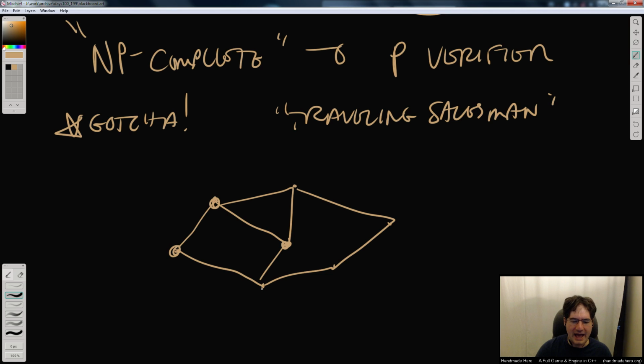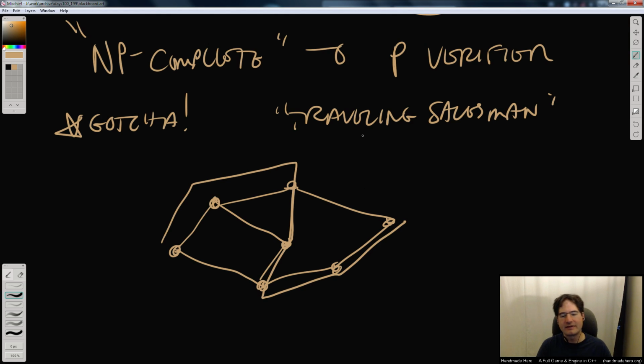Find the shortest path that visits all the nodes. So again, it's just like a salesman. A salesman wants to go to each of these places, and they want to see them all once, and they don't want to waste any time, so they want the shortest possible route that will do them all. That's the traveling salesman problem. It is not NP-complete. It is actually harder than that.